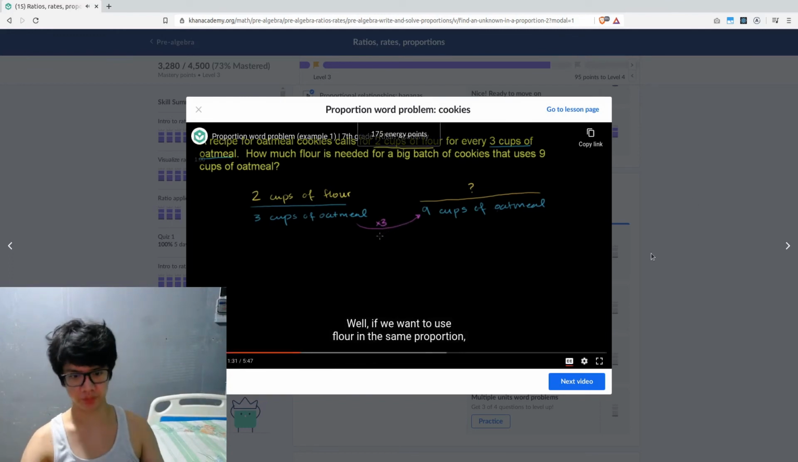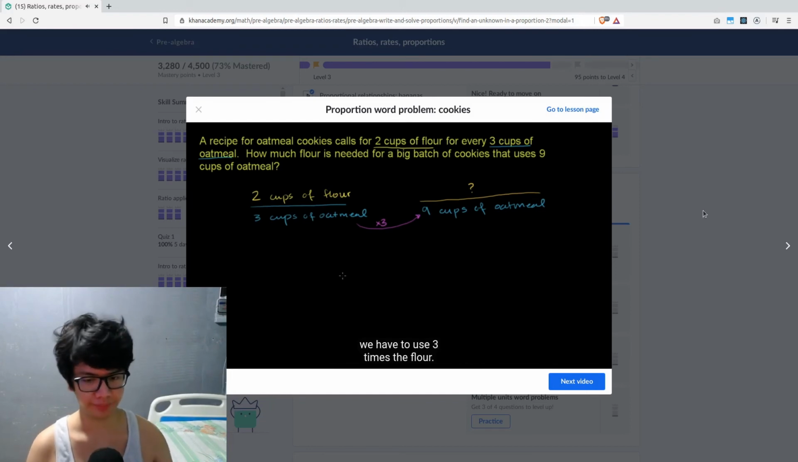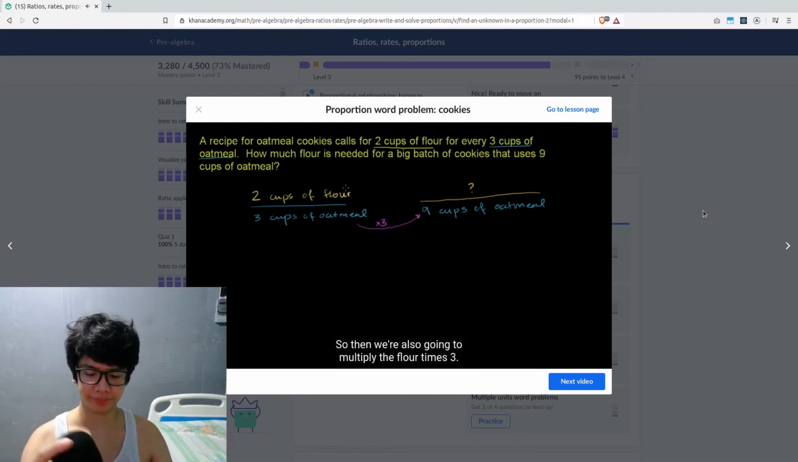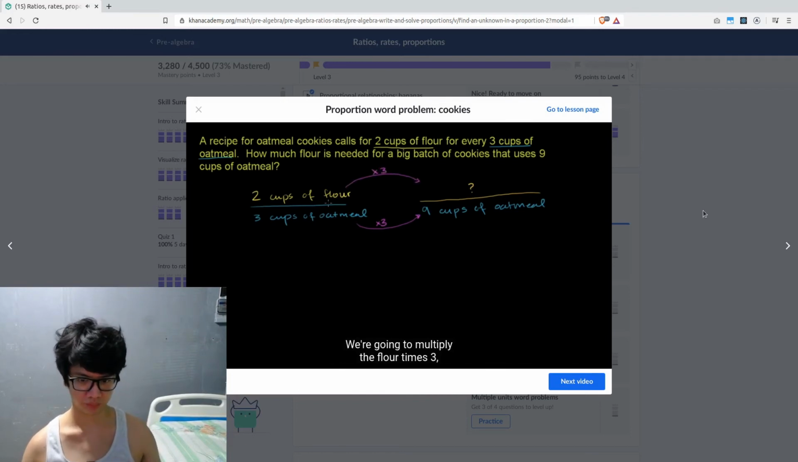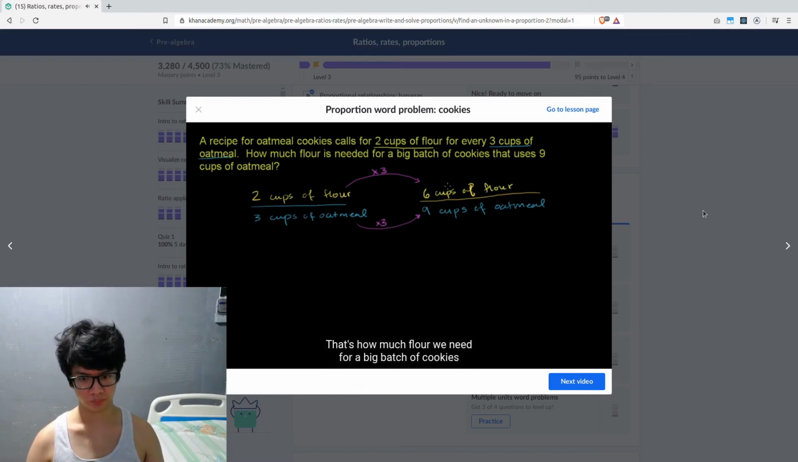Well, if we want to keep the same proportion, we have to use 3 times the flour. We're also going to multiply the flour times 3. When we multiply the flour times 3, we're going to have to use 6 cups of flour. That answers your question. That's how much flour we need for a big batch of cookies that uses 9 cups of oatmeal.